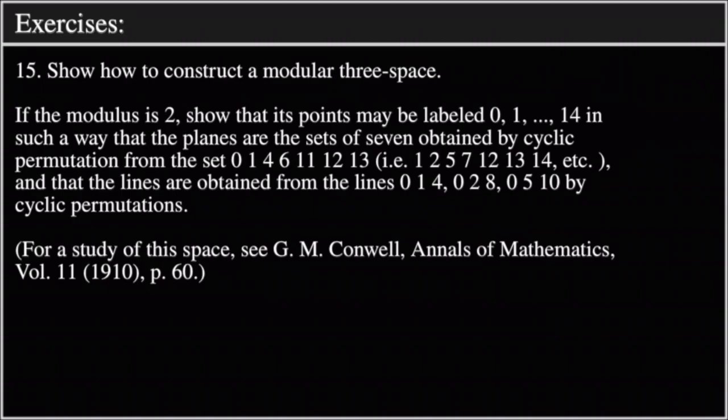If the modulus is 2, show that its points may be labeled 0, 1, ..., 14, in such a way that the planes are the sets of 7 obtained by cyclic permutation from the set 0, 1, 4, 6, 11, 12, 13, i.e. 1, 2, 5, 7, 12, 13, 14, etc., and that the lines are obtained from the lines 0, 1, 4; 0, 2, 3; 0, 5, 10 by cyclic permutations. For a study of this space, see G. M. Conwell, Annals of Mathematics, Volume 11, 1910, page 60.